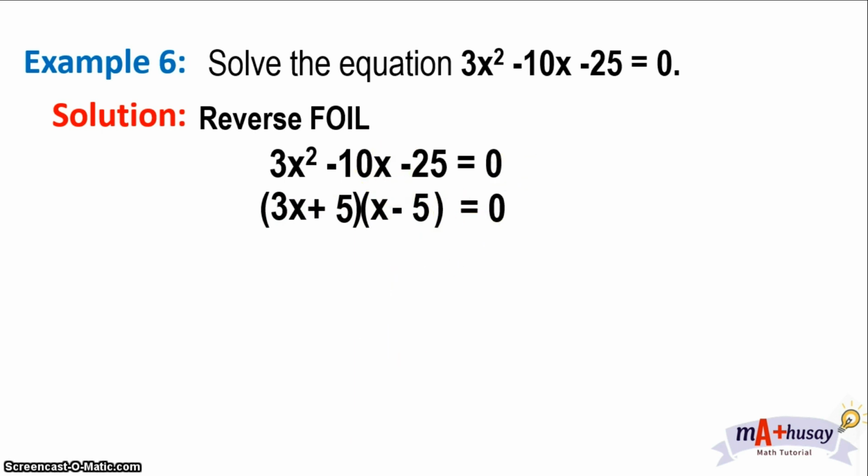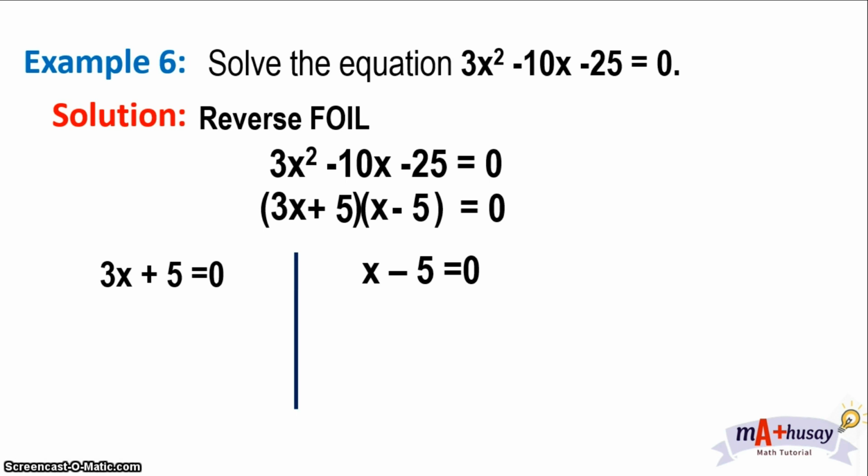So, therefore, the factors of 3x squared minus 10x minus 25 is the quantity of 3x plus 5 times the quantity of x minus 5. So we can now solve the values of x. We have two equations. 3x plus 5 equals 0 at x minus 5 equals 0. Now we will be applying the zero product property in this case.